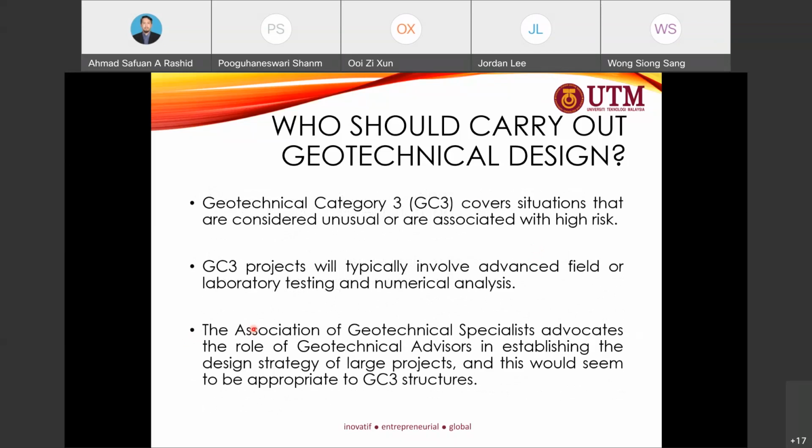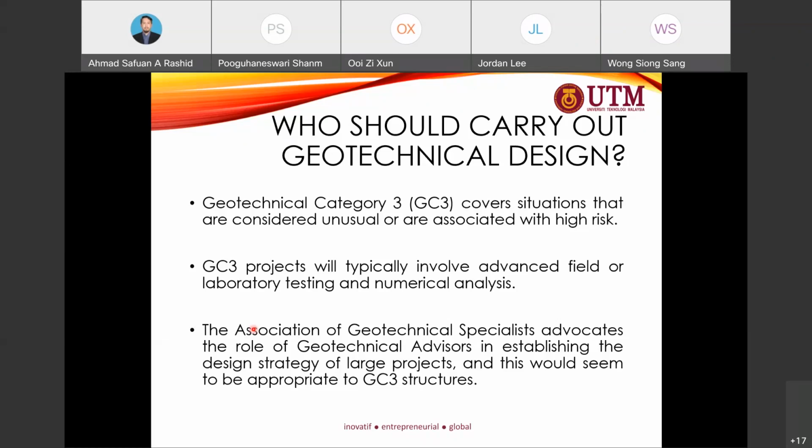GC3 projects will typically involve advanced field or laboratory testing and numerical analysis. The Association of Geotechnical Specialists advocates the role of a geotechnical advisor in establishing the design strategy of large projects, and it would seem appropriate for GC3 structures. So this requires a very experienced civil engineer, who should have an advisor as well, and should carry out very comprehensive field and laboratory testing, and numerical analysis as well.